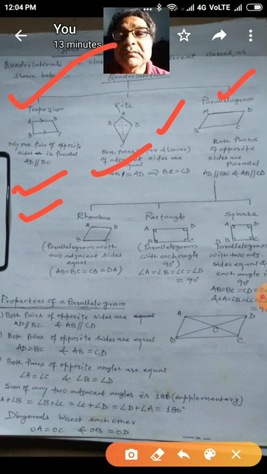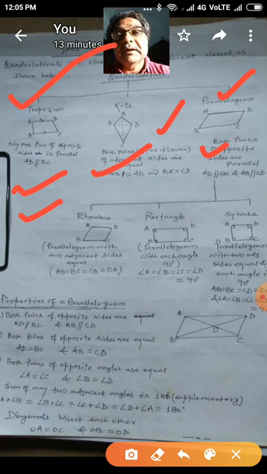Now come to parallelogram. Parallelogram is the most important category of quadrilateral family. It is the quadrilateral whose both pairs of opposite sides are parallel and equal. Here you see AD parallel to BC, one pair of opposite sides, and again AB parallel to DC, the other pair of opposite sides. It means both pairs of opposite sides are parallel. Such a quadrilateral is known as parallelogram.